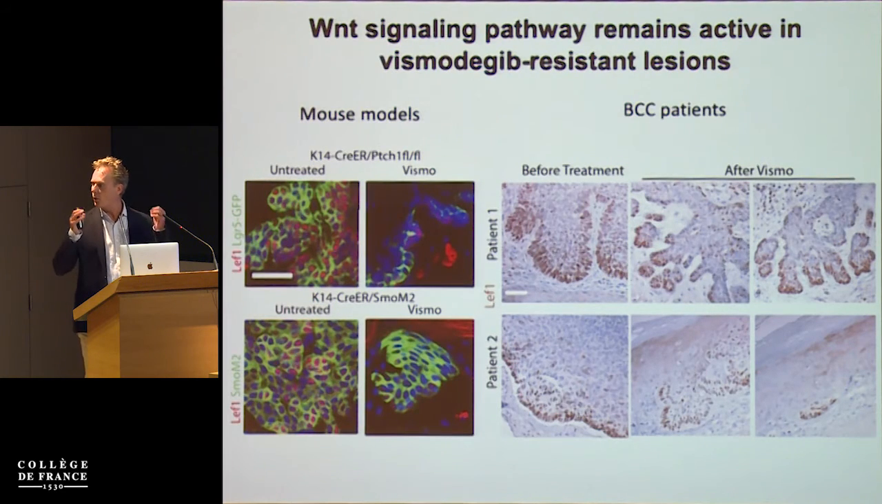So by learning all this, what can we do to try to eradicate this persistent lesion? And what we realized is that this persistent lesion, as I told you, expresses LGR5. And usually LGR5 is associated with an increase of Wnt signaling. And indeed, when you stain for LEF1, you see that LEF1 was expressed in this persistent lesion, both in the mouse model, but also in the human patient treated with vismodegib.